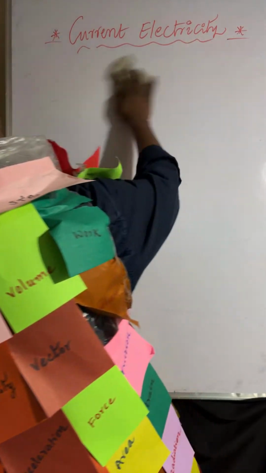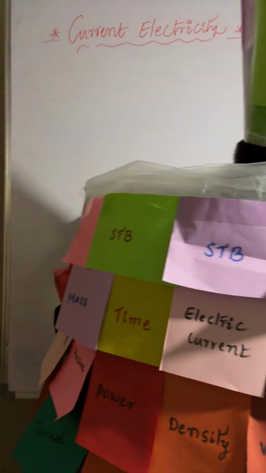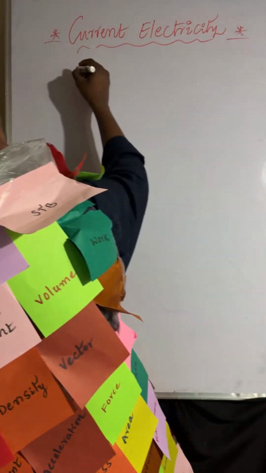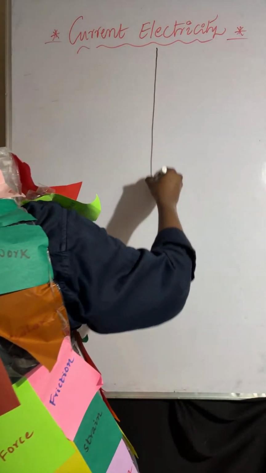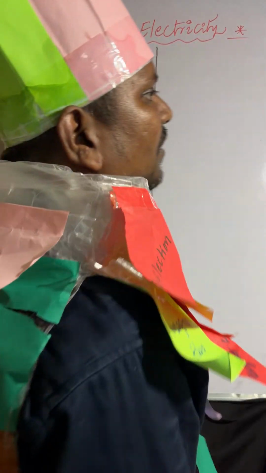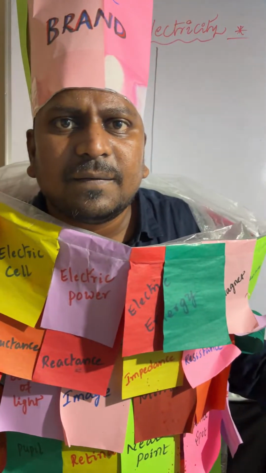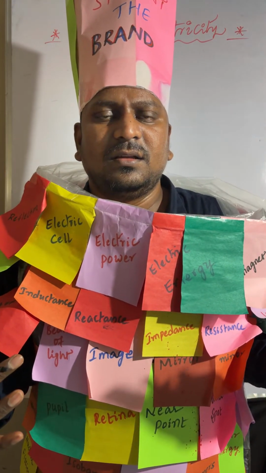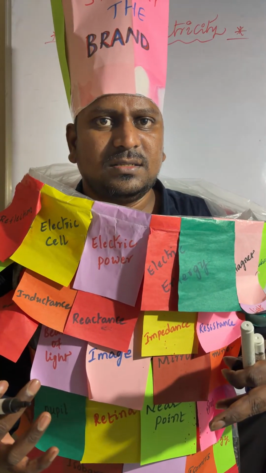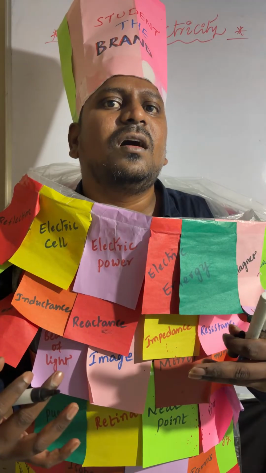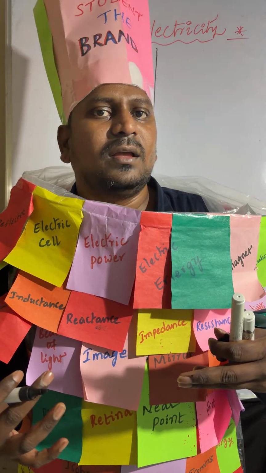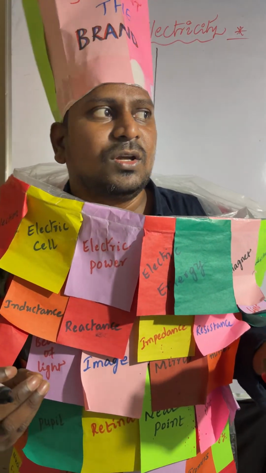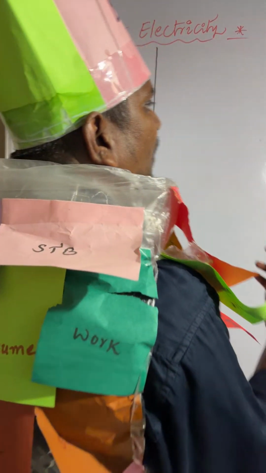And here you can observe, I'm talking about resistance and resistivity. Resistance is nothing but the phenomenon of opposing the electric current in the circuit. The phenomenon of opposition, so it opposes the electric current, is called resistance.